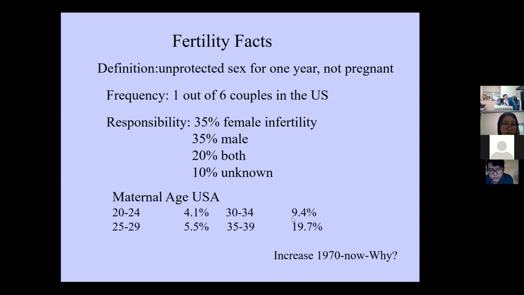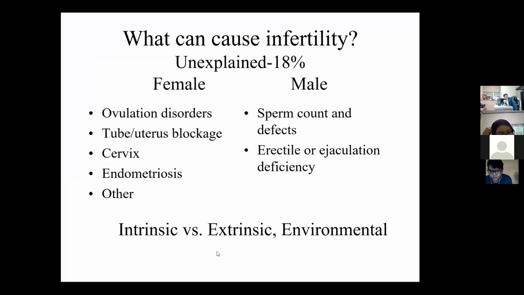In the United States, you can see here, but 85% we can treat successfully by ART. The majority is male sperm count and sperm defect. Some males have erection or ejaculation difficulty or deficiency. In the female, there is ovulation disease. Some have fallopian tube occlusion. Some have a uterus blockage, and the cervix has a stenosis or precancer lesion. Maybe they have endometriosis.